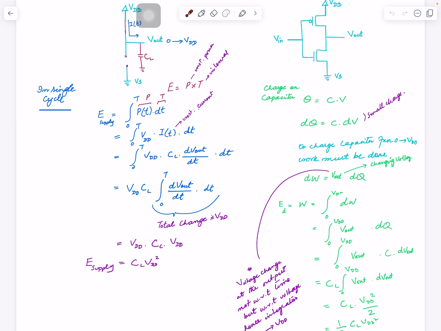need to get some work done. Okay, and the work done is W, voltage into charge. How much voltage is applied to carry how much charge, something like that. Think of it, it's a small change, so put d here.